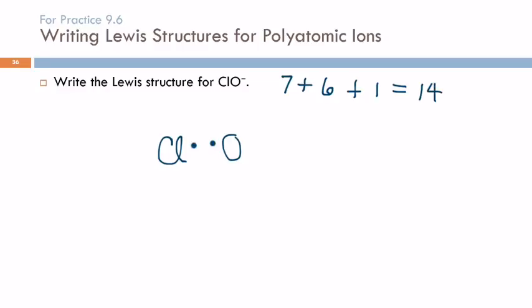Start with the bond. Got to have at least a single bond. So that's 2, 4, 6, 8, 10, 12, 14. Hey, worked out that time. Don't need any multiple bonds. This is an ion, though, so I should put brackets around it and put the charge on it, because otherwise somebody's going to look at that and say, you got too many electrons on there. Any questions?